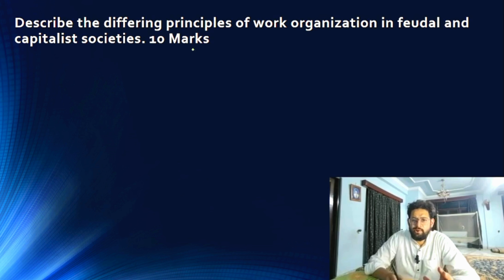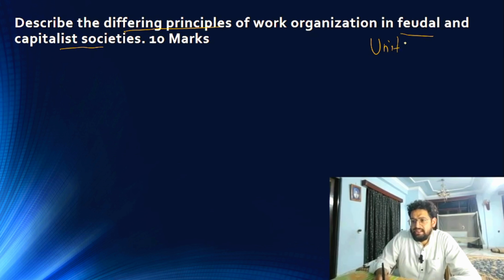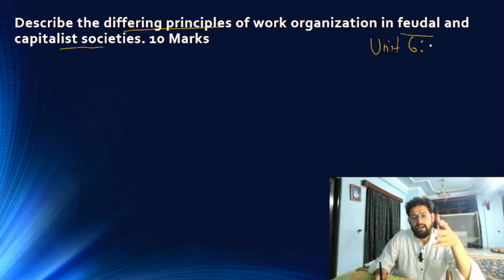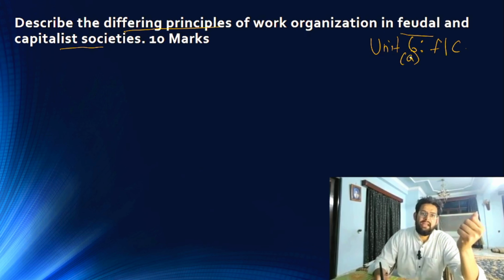So coming to the third question that we are having: describe the differing principles of work and organization in a feudal and in a capitalistic society. If you look at this third question, it has been taken from unit 6 that we are having, economy and social life. And in this, we have got 3 parts. The first part is talking about different types of economic systems which are there in different eras. And separately, they are talking about the feudal and the capitalistic society. So this question has been taken from unit 6, part A.